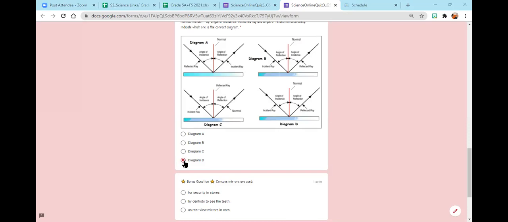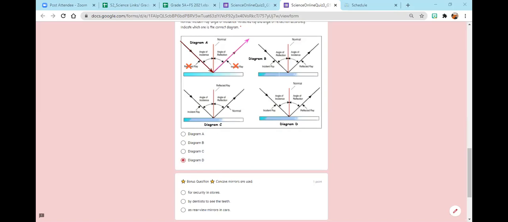What's the problem with diagram A? Miss, the angle of reflected ray, incidence and reflected ray are not together. Okay, there is a problem in the rays. You know that the ray coming down on the mirror is always the incident ray. It's not the reflected ray. And the ray bouncing off the mirror is always the reflected ray and not the incident ray. So this is wrong.